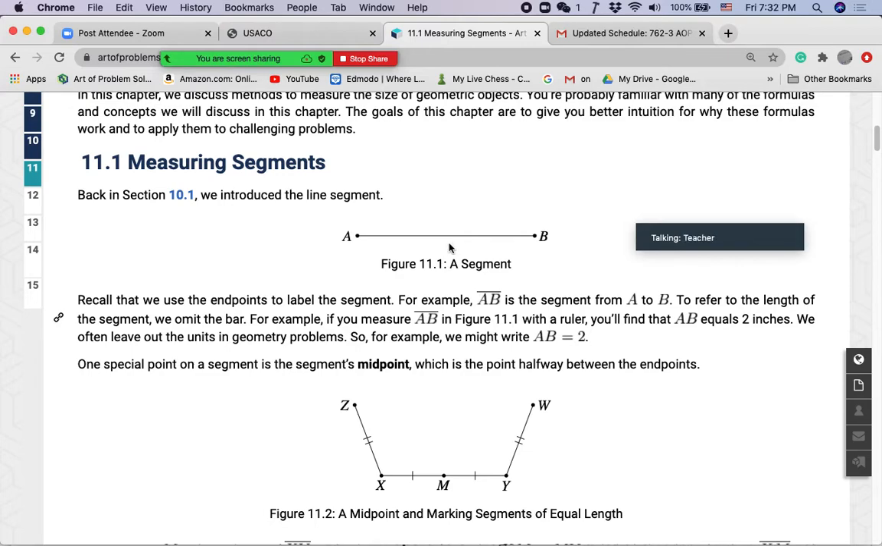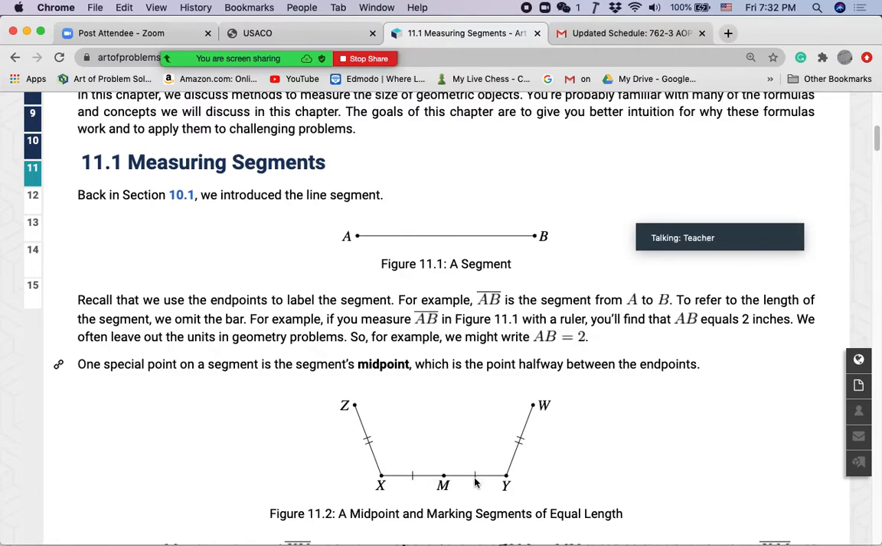Then, another concept called middle point. Middle point means you have a point on this segment that separates this segment into two equal parts. So you can see this picture. Suppose we have line segment XY. The M is the middle point of XY. Then XM will equal YM.